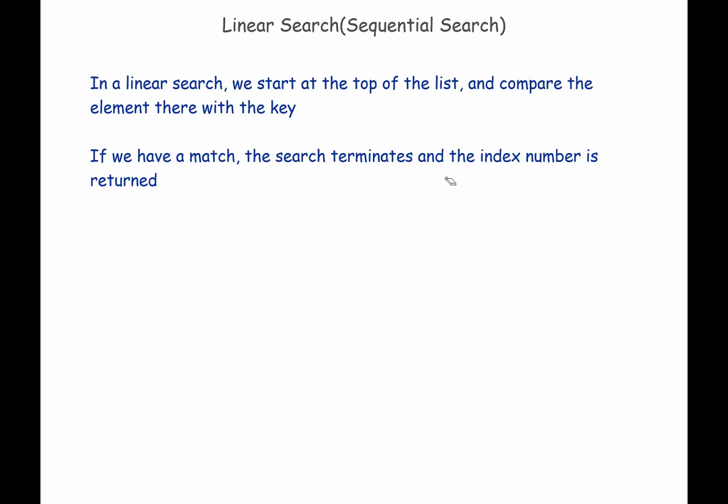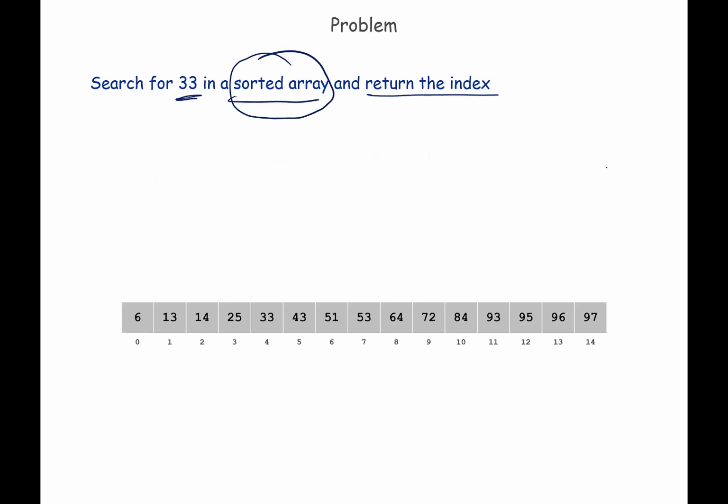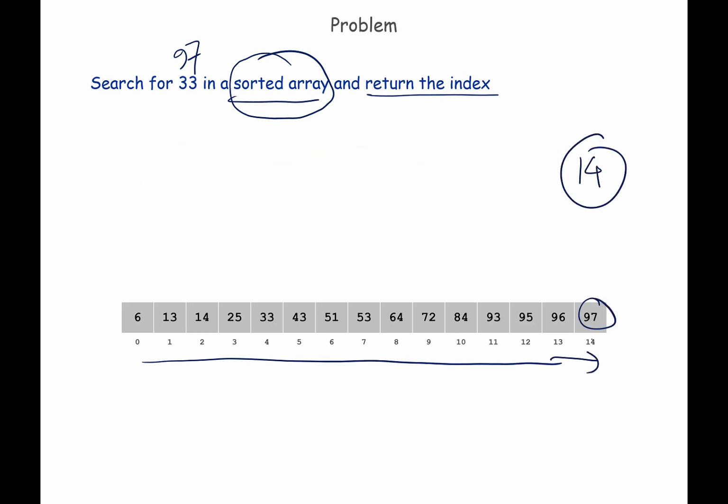In a linear search, we start at the top of the list and compare the elements there with the key. If we have a match, the search terminates and the index number is returned. So for example, if instead of 33, someone says search for 97, in that case, I had to go all the way to the end to find 97 and then return 14, right? Return this 14.